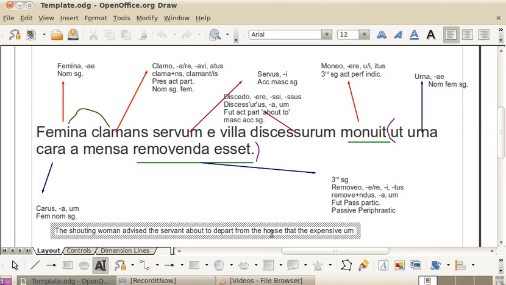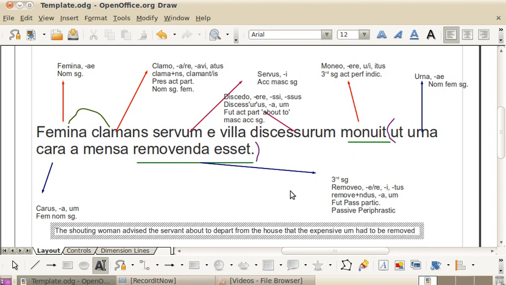Now let's deal with the passive periphrastic, removenda esset. This shouldn't simply be translated that the expensive urn was about to be removed, because as I said, periphrastic ideas convey a sense of necessity. So we should say that the expensive urn had to be removed.